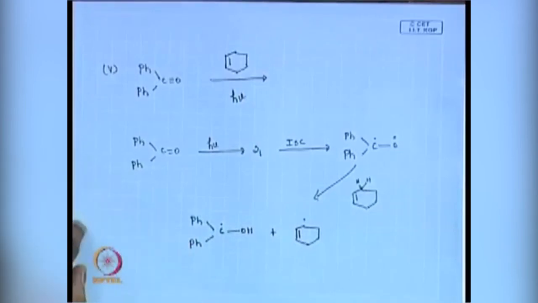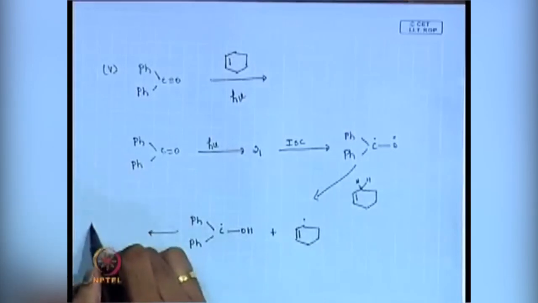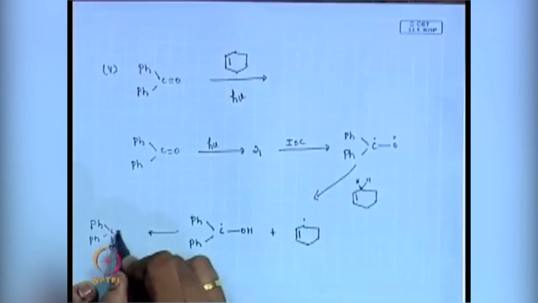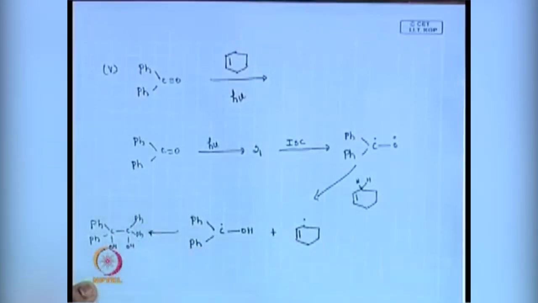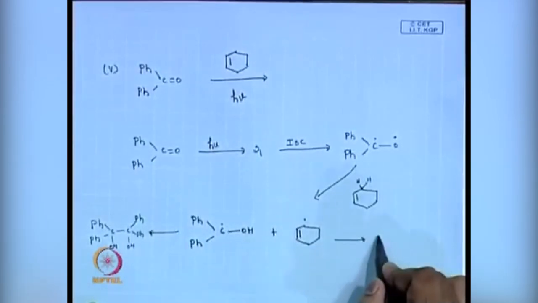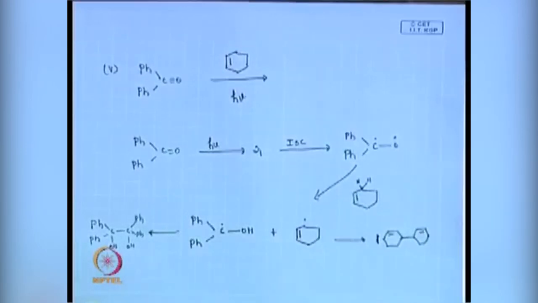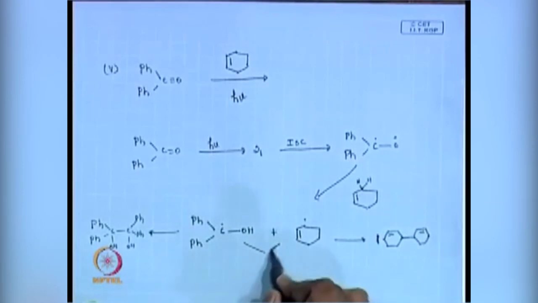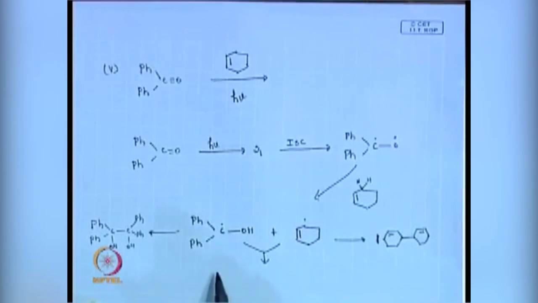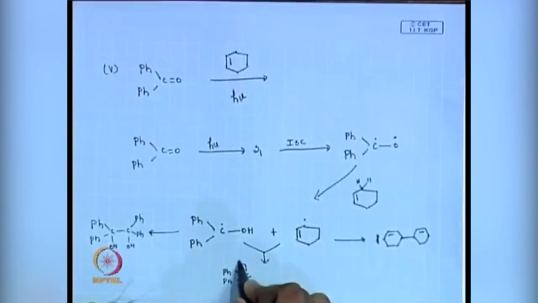So, this can now give you this, which gives me a type of cyclohexadiene. That I can think of as this product. Then you can expect combination, right? Because your radicals are stable, these radicals can combine. So, you can get this type of products.